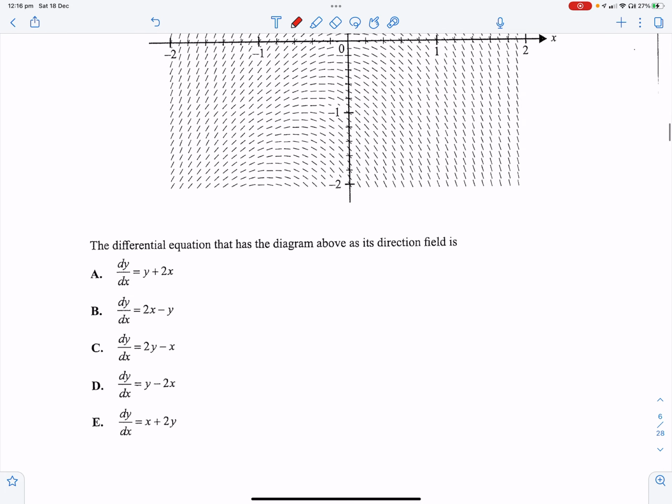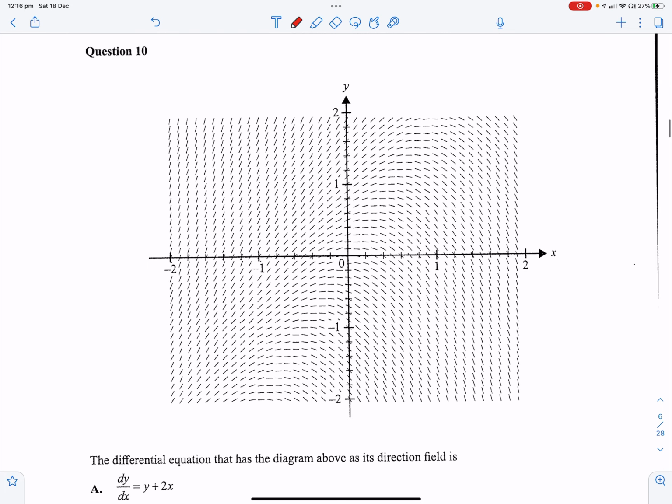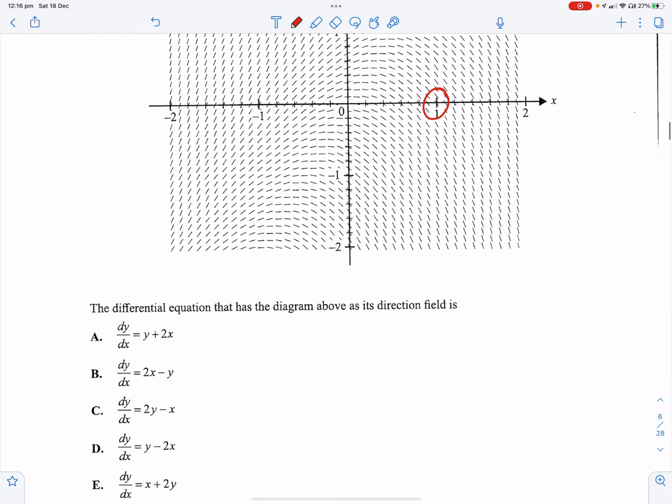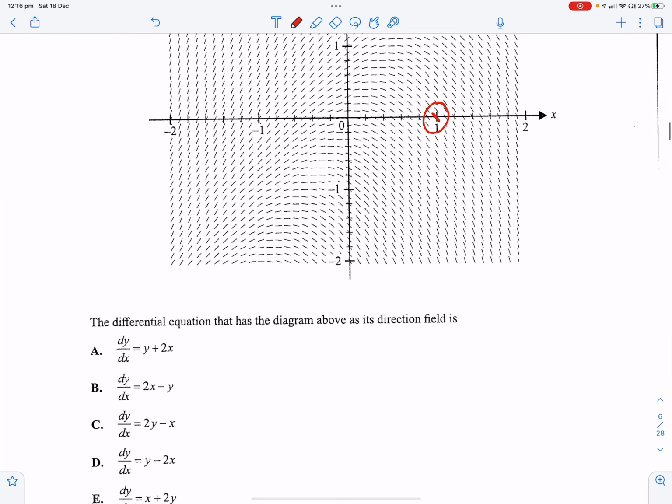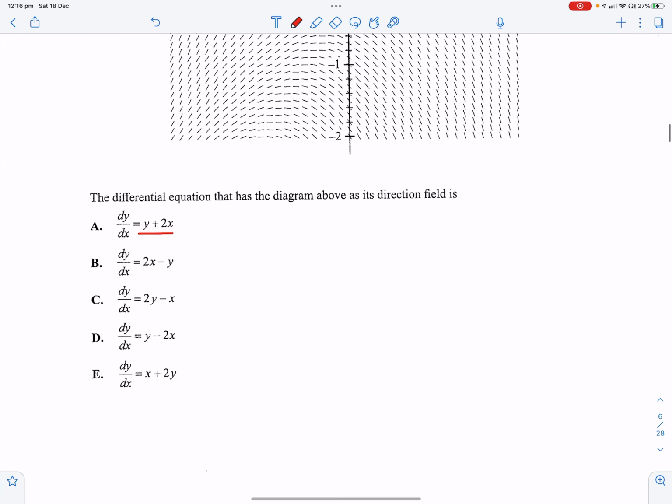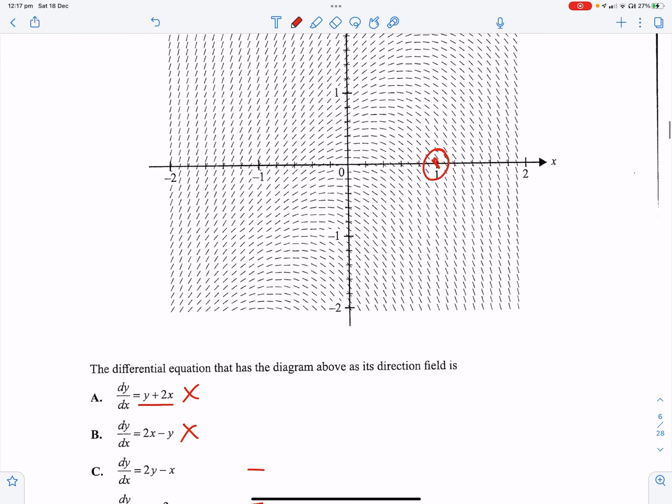Okay, differential equation has its direction field above. Let's choose a point, 1, 0. That's got a negative gradient. If I put x as 1, y as 0 into that, it's positive. X is 1, y is 0, that's negative. That's not. So it's one of these two.